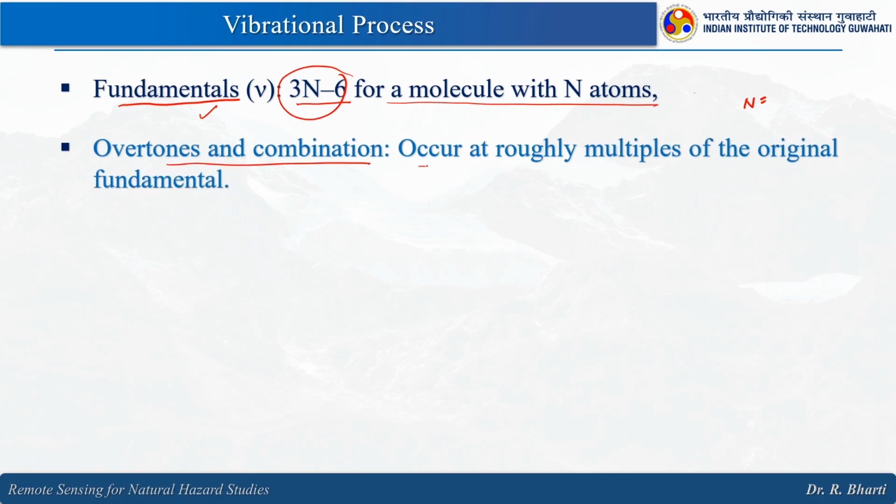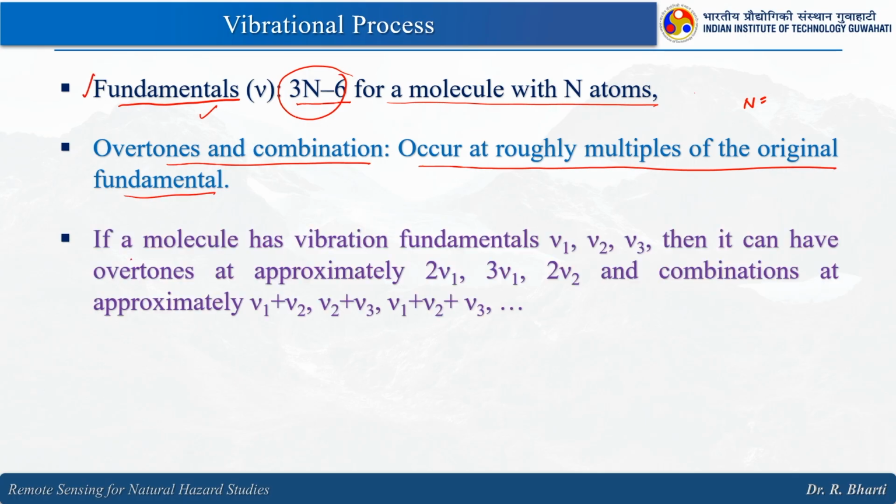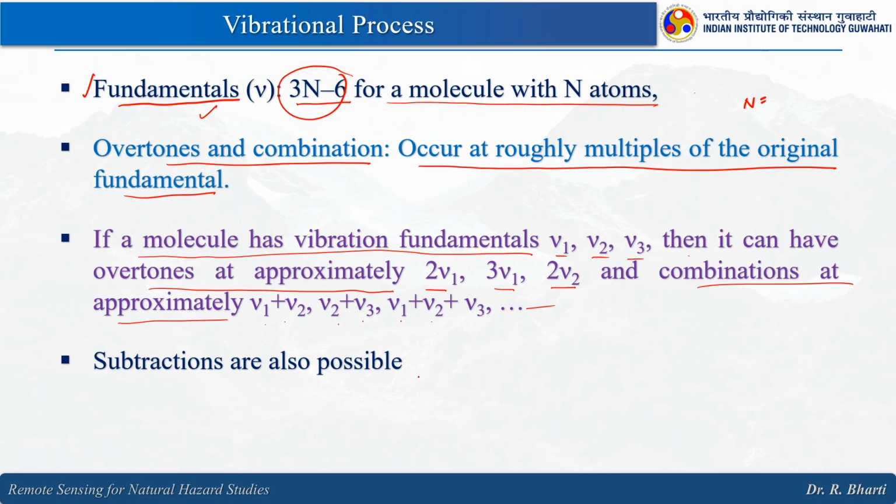Overtones and combinations occur at roughly multiples of the original fundamental. So, this is the fundamental. If a molecule has vibrational fundamentals at V1, V2, V3, then it can have overtones at approximately 2V1, 3V1 or 2V2, and combinations at approximately V1 plus V2, V2 plus V3, V1 plus V2 plus V3 and so on. Subtraction is also possible, like V1 plus V3 minus V2. So, all these are possible. So, we have fundamentals and overtones and then we have combinations.